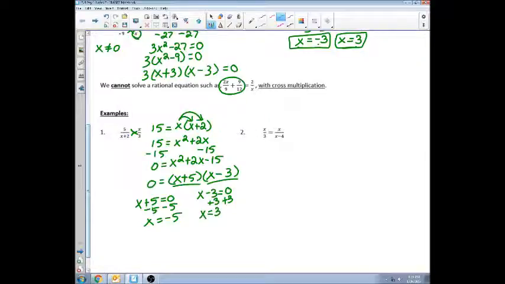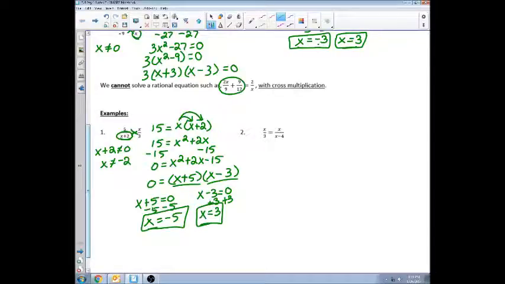At this point, I need to go back and check my restrictions to see if I have any extraneous solutions. The only restriction I'm going to have is this x plus 2. So x plus 2 cannot equal 0, which means that x cannot equal negative 2. Well, I have negative 5 and positive 3, so both of my solutions here are good. Okay? On to problem number 2.